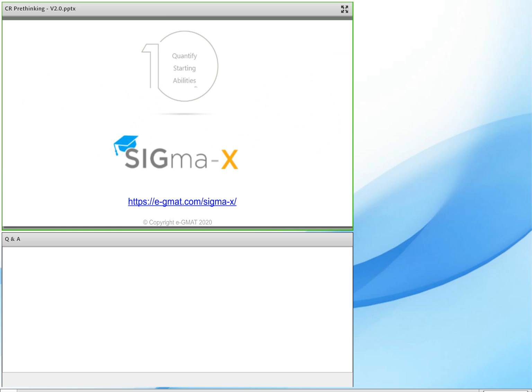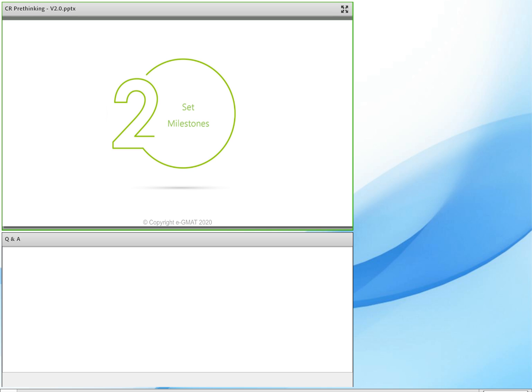So how do you get your starting abilities? The way you get your starting abilities is to take a mock test that gives you your starting abilities. There are 2 ways to do it. One is you take the actual in-center GMAT and get an ESR. That's about spending $280. The other way is to take a Sigma X mock. We do provide a free mock test that allows you to do this.